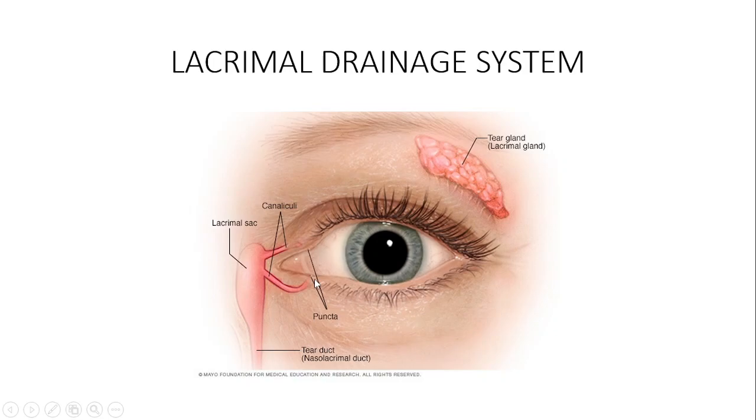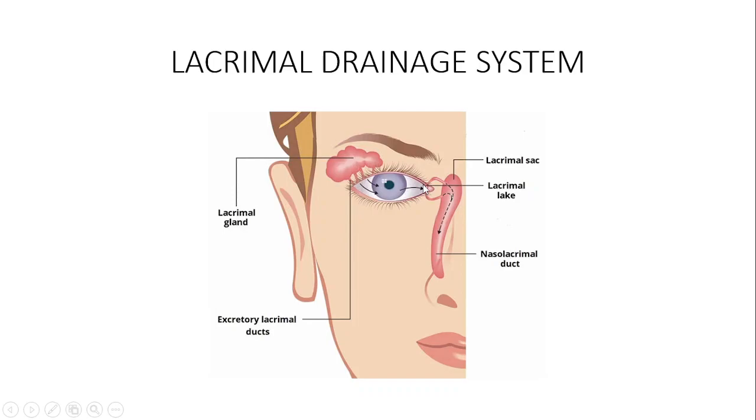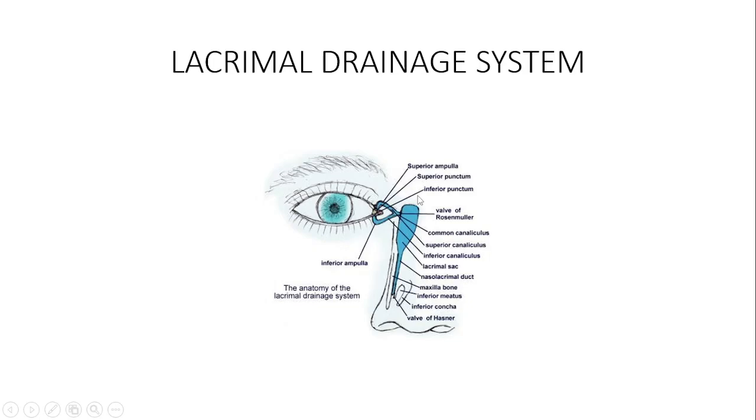Okay, all right. So in continuation of the punctum, what do we have? We have the canalicular system. So we have the inferior canaliculus and then the superior canaliculus. The canalicular system has two major parts: a vertical portion and a horizontal portion.